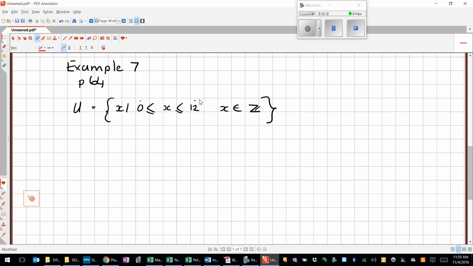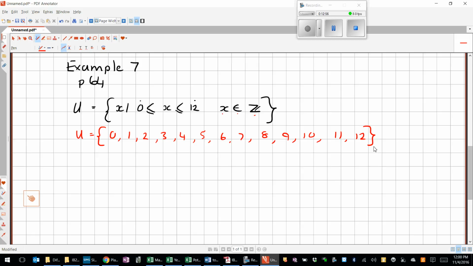We need to list the elements. So what are the elements? So this here means what again? x is an element of the integers. And between 0 and 12, so 1, 2, 3, 4, 5, 6, 7, 8, 9, 10, 11, 12. Now you might get to a point where you don't need to write it out and you go straight into the flow.